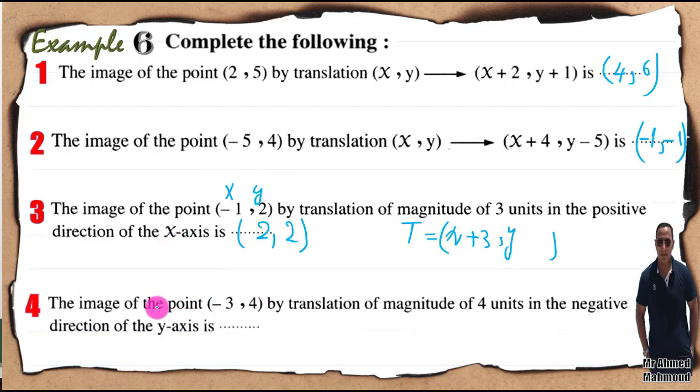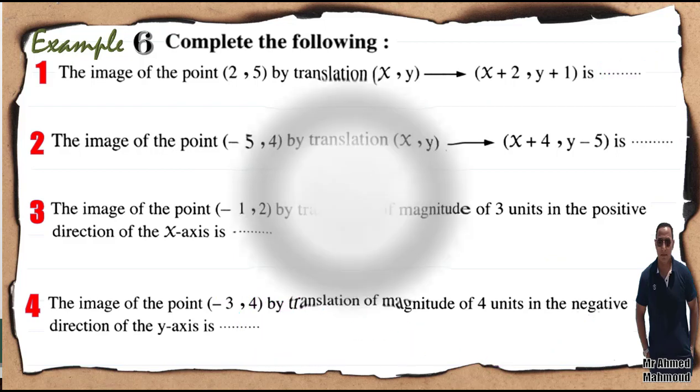Number 4, the image of the point negative 3 and 4 by translation 4 units in the negative direction of the y-axis. Here we have x and we have y. 4 in the negative direction of y, so y will be minus 4 and the x the same. So I'm going to write negative 3 without change, and 4 minus 4 equals 0. Another example.